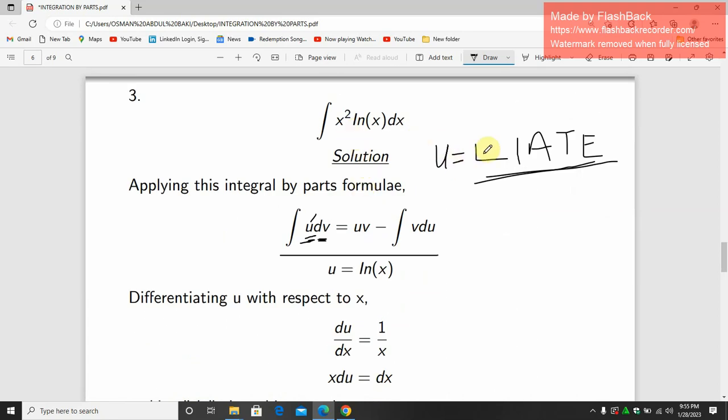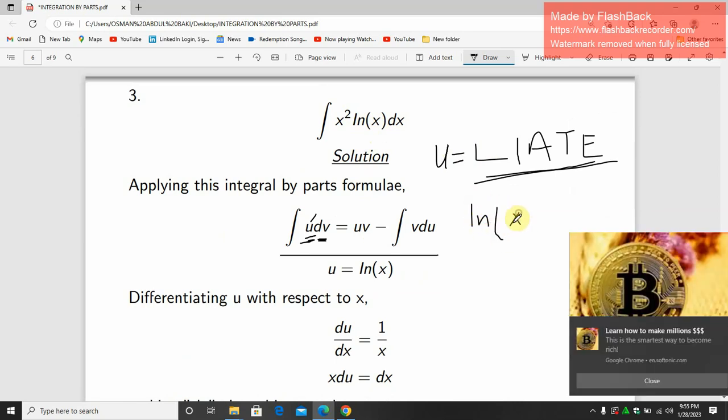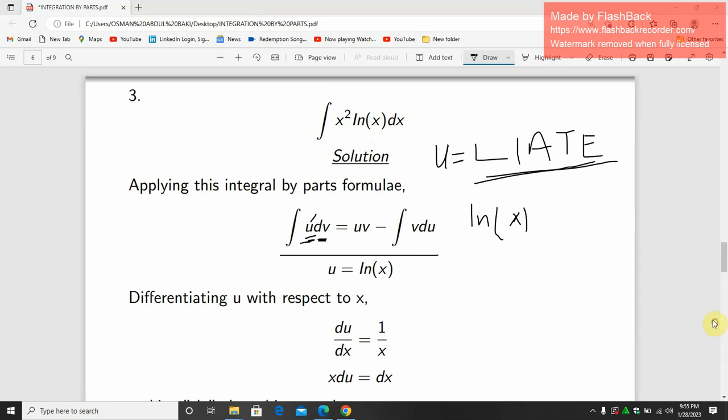Now there is a logarithm. You know, ln x is the same as log x. Ln x is the same as log x. So hence you would take the log x.